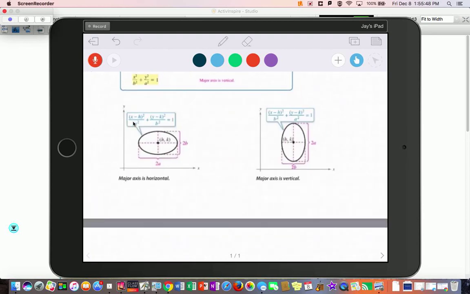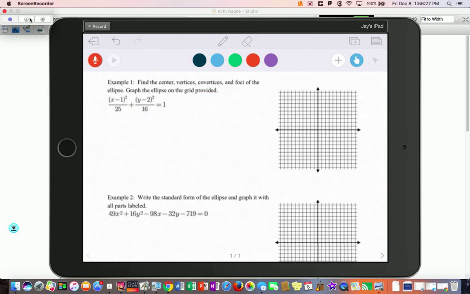If a, or the larger denominator, is under x, the ellipse goes horizontally. If the a, or larger denominator, is under y, then the vertical will happen. All right, so we're just going to practice a couple of graphs.